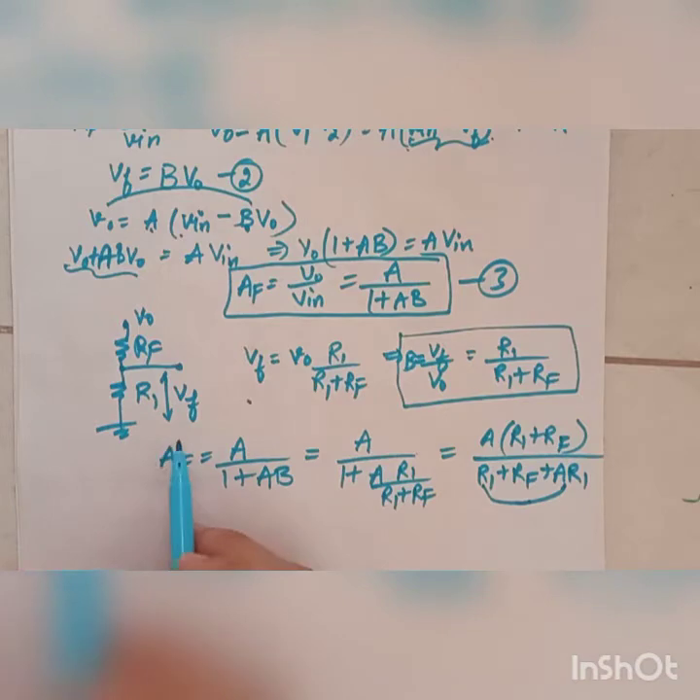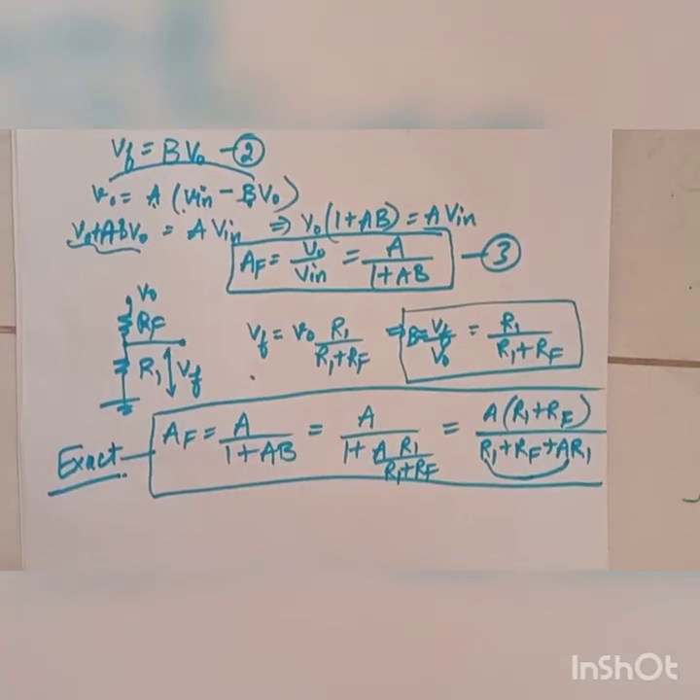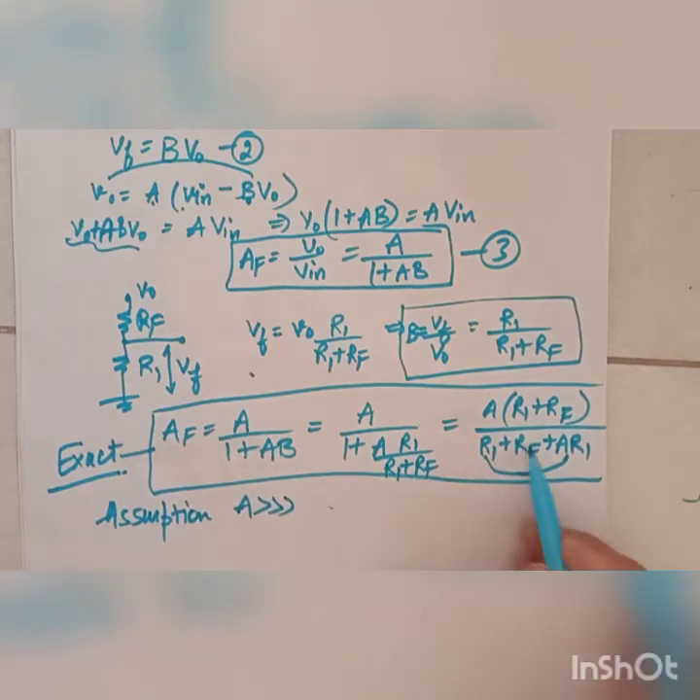So this is the formula of AF, which is giving you the exact value. So this is the exact value of AF you can get here. Now if I take the assumption here that your gain A is very, very large, right? So I can ignore this.